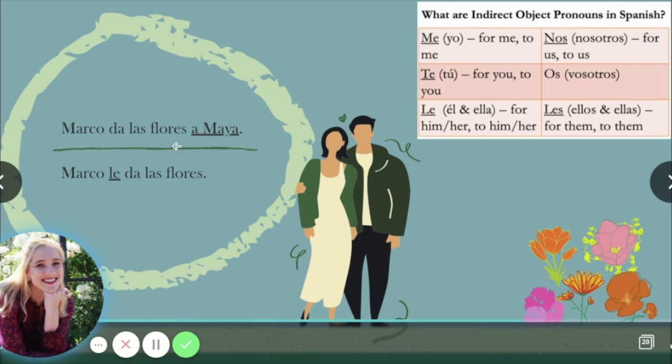Okay, same idea. Now we're just talking about Maya instead of the cat. Marco da las flores a Maya. So Marco gives flowers to Maya. Again, we can say a Maya or a ella, to her, to Maya. Or we can take out a Maya or a ella, whichever one, and replace it with the pronoun le.